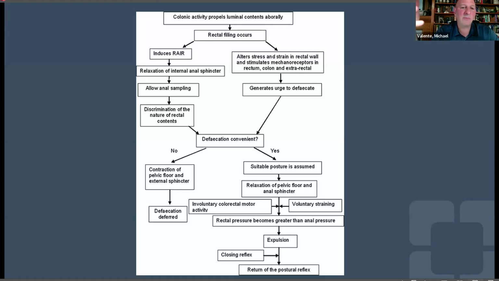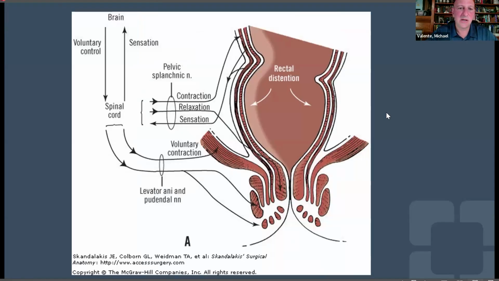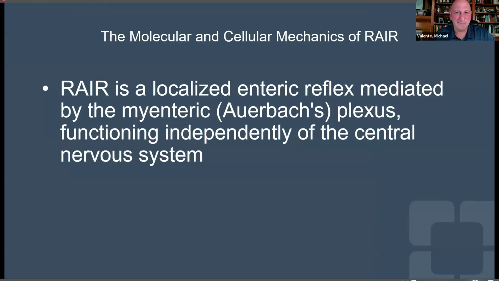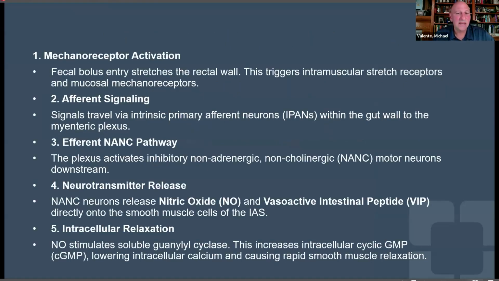If it's not the right time, I'm going to contract my pelvic floor muscles and squeeze my muscles and hold it in. That's mediated by the sympathetic and the somatic system. That's the skeletal muscle. So here we are, rectal distension, going to the spinal cord, and it's a very complex procedure, but I don't want to go over too much. As I said, RAIR is a localized enteric reflex, myenteric plexus, independent of the central nervous system. You guys can read this later. I wanted to get you the most in-depth of how this actually works, and I want you to read this later on. This goes back to some in-depth biochemistry as well: signaling pathways, neurotransmitters, relaxation.